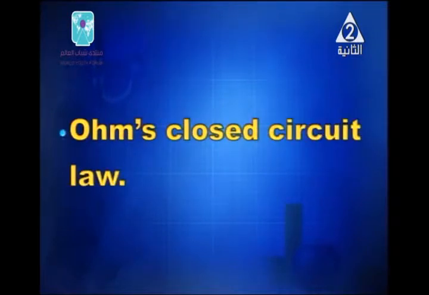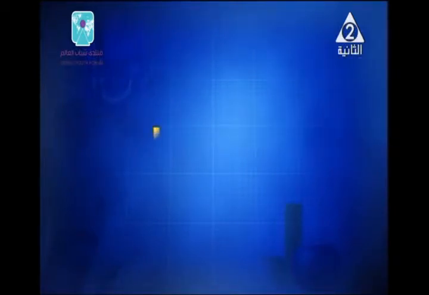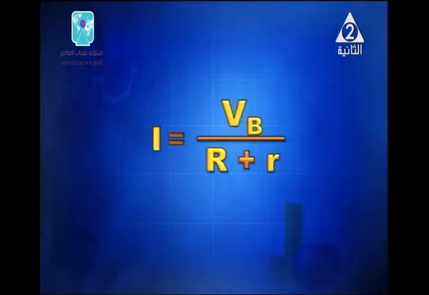And what about the relation that expresses Ohm's closed circuit law? Ohm's law for a closed circuit. Okay, it's all easy for you. The current through the battery, I, equals V battery over R capital plus R small. So once again, current through the battery equals V_B over R plus r, the total resistance of the circuit. This is the expression that gives Ohm's law of a closed circuit.